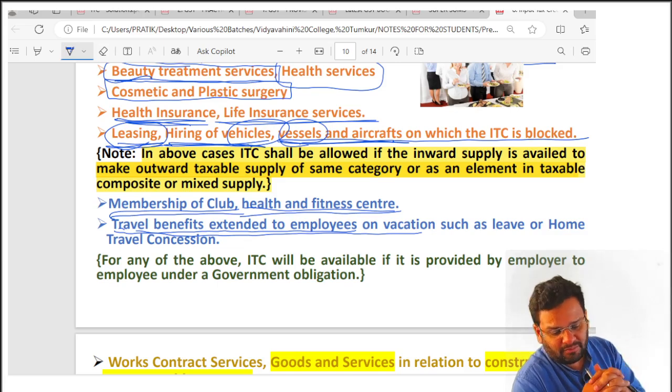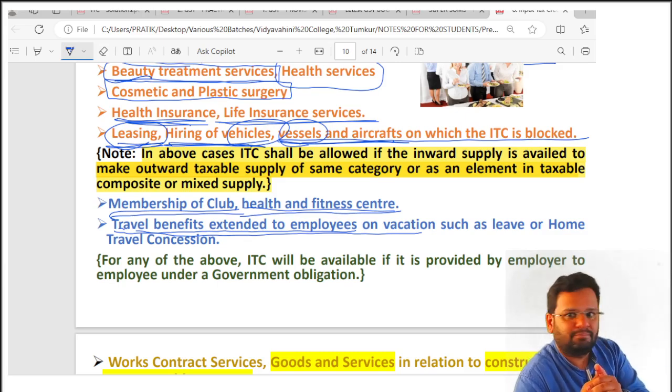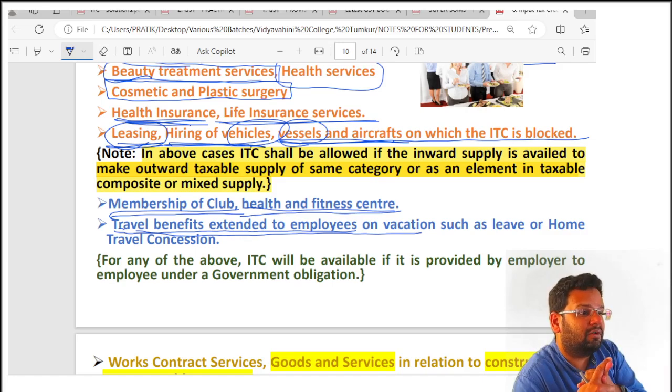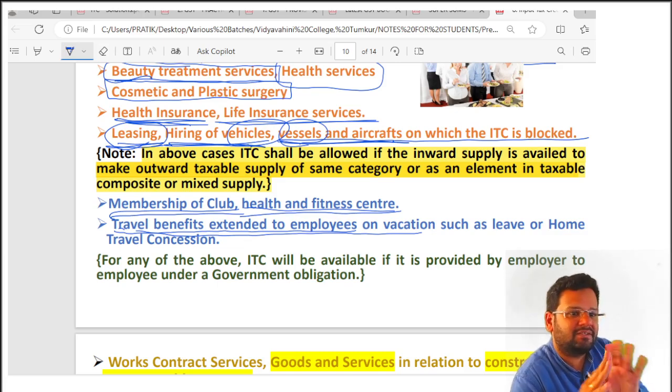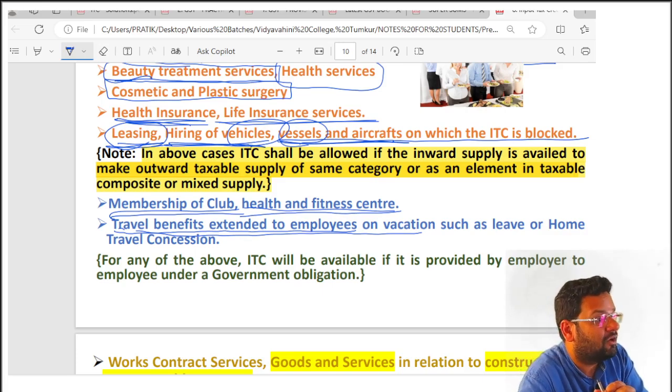Then blocked for what? Travel benefits. Means to keep my employees motivated, I send them on a trip and say that I will pay for your hotel, I will pay for your travel. On that there is a GST part. Of that GST I cannot take ITC because this is for business travel or personal travel.